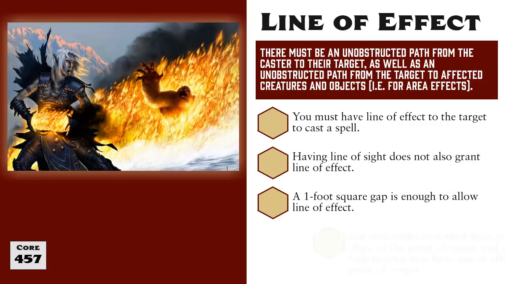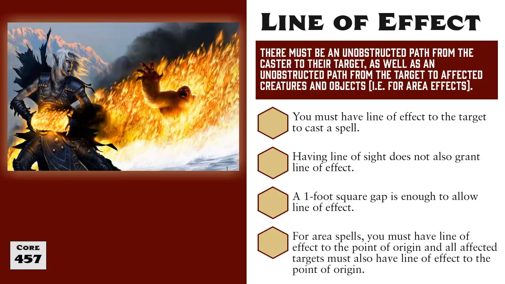And also be aware that if casting a spell with an area effect, then there needs to be line of effect both between the caster and where they are placing the origin of the effect, and line of effect between that point and all affected creatures and objects. For example, if you cast a fireball spell, you, as the caster, need to have line of effect to the point of detonation for the fireball. And, in order for any enemy to be hit by that spell, those enemies also need to have line of effect to that point of detonation.